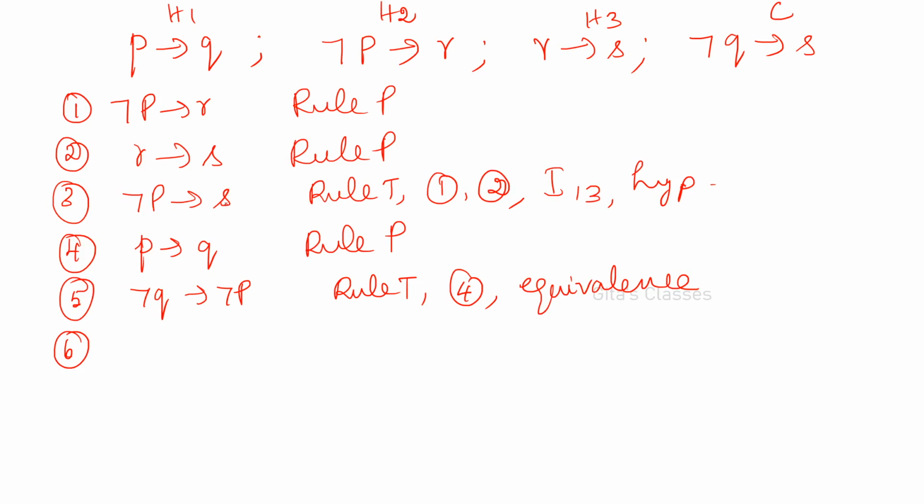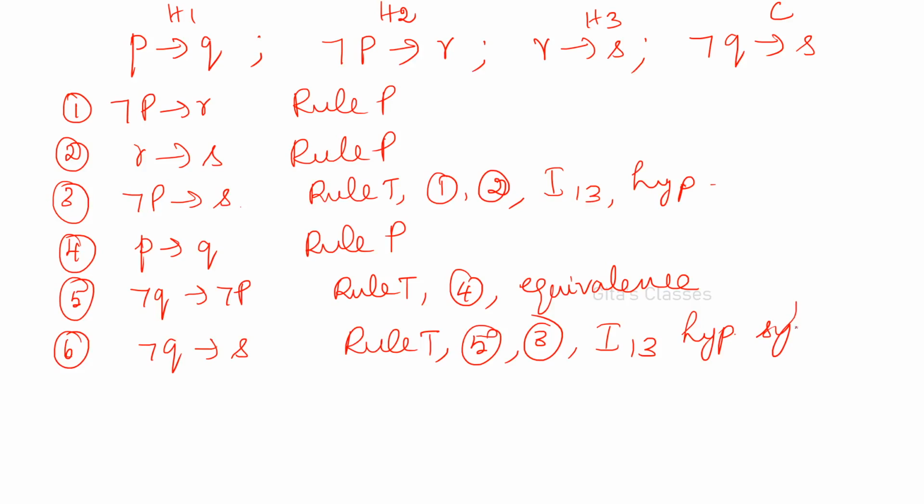Now, not P conditional yes. Now we want not Q conditional not P and not P conditional yes. So I'll get not Q conditional yes directly. Rule T, formulas 5 and 3: not Q conditional not P, not P conditional yes, and I13. Okay. That is hypothetical syllogism. Please write the names here. So this is what we want. Not Q conditional yes is the conclusion.